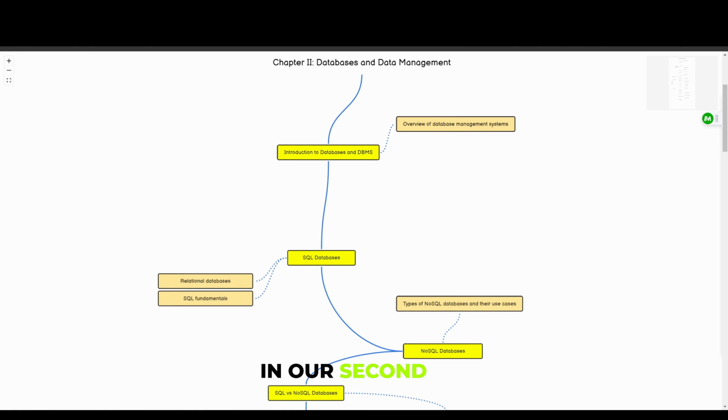In our second chapter, we will cover the basics of database and database management system, or DBMS. We will explore what databases are, why they are important, and the different types of DBMS available. Next, we move into the SQL database.